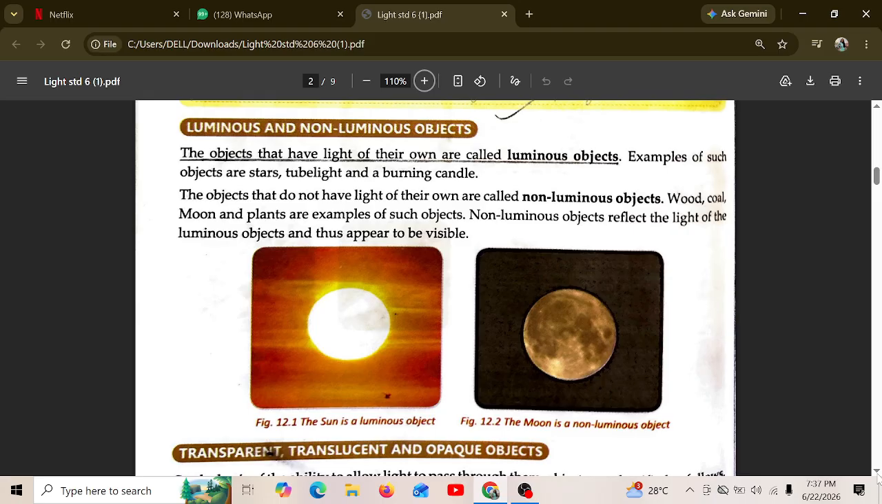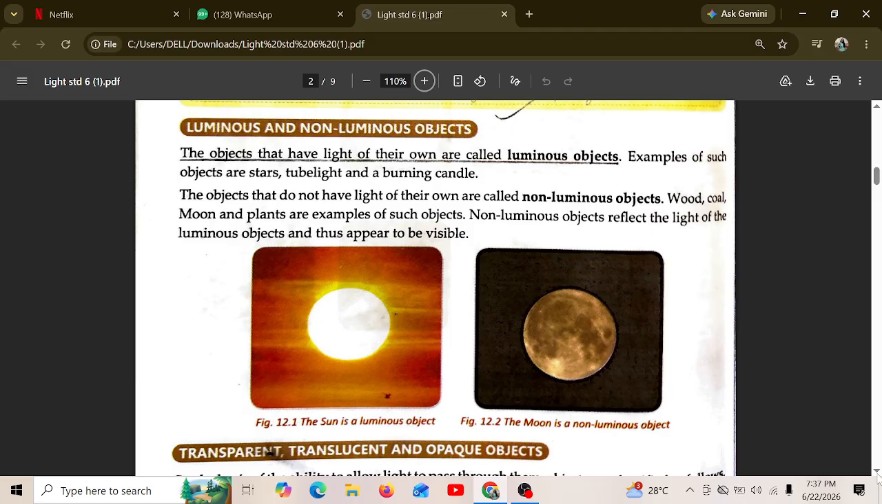Or else, if the non-luminous objects wouldn't have reflected any light, we wouldn't be able to see any of the things we are able to see right now. Maybe you might not be able to see this video as well at this point of time, right? So please remember the objects which are giving off their own light, luminous objects; the objects which are not giving off their own light, non-luminous objects.